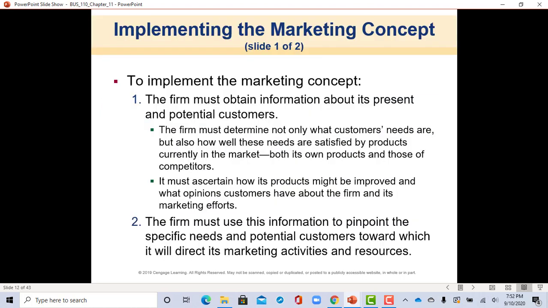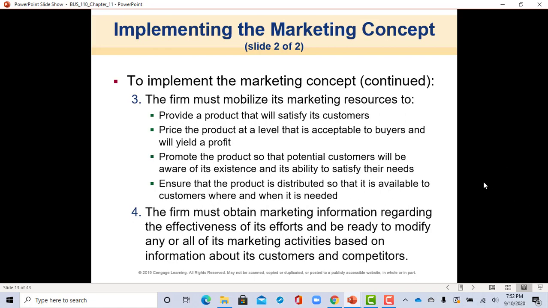Here are the exact steps to the implementation of the marketing concept. First, we must obtain information about its present and potential customers. And then the firm must use the information to pinpoint the specific needs and potential customers toward which it will direct its marketing activities and resources. Next, the firm must mobilize its marketing resources. And last, the firm must obtain marketing information regarding the effectiveness of its efforts and be ready to modify any or all of its marketing activities based on information about its customer and competitors.